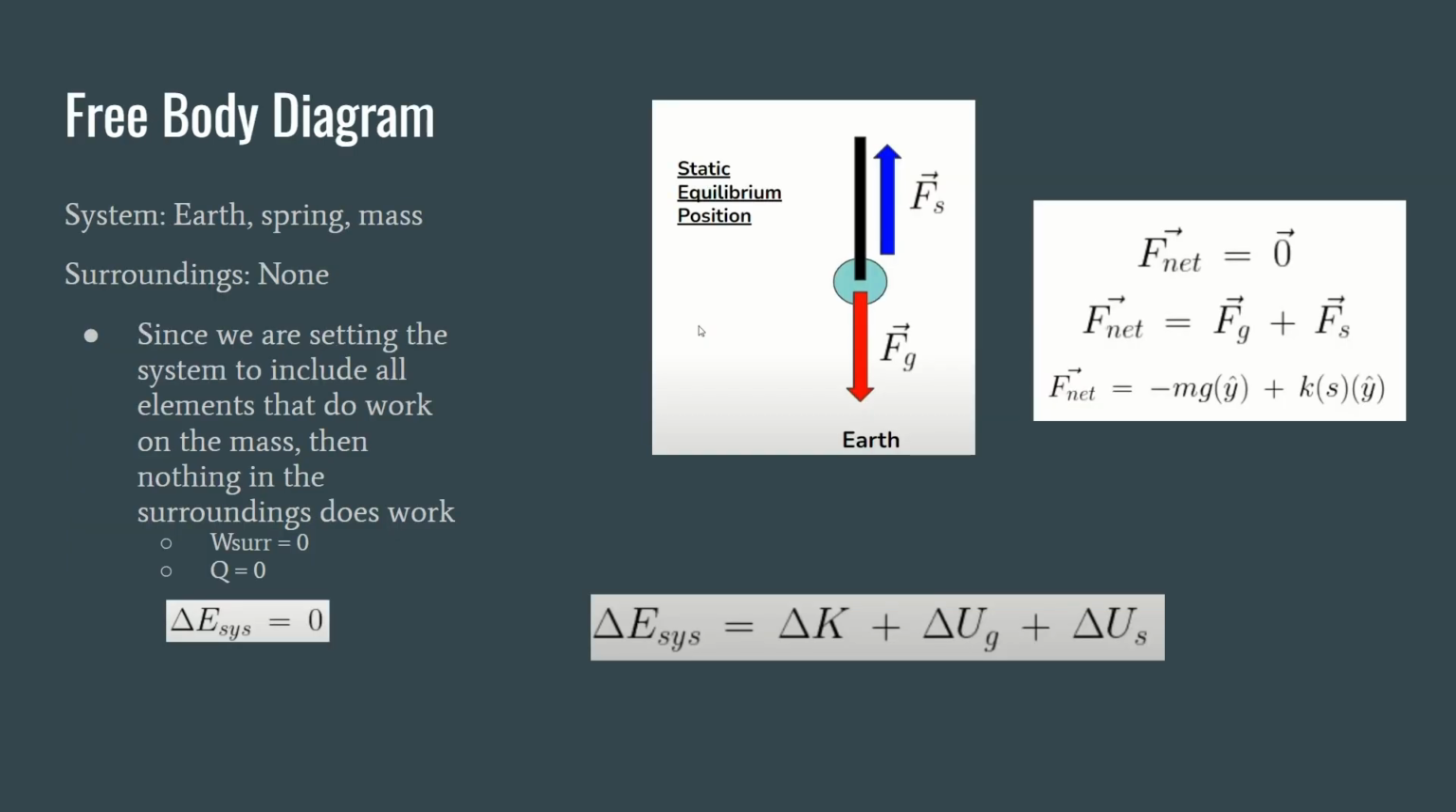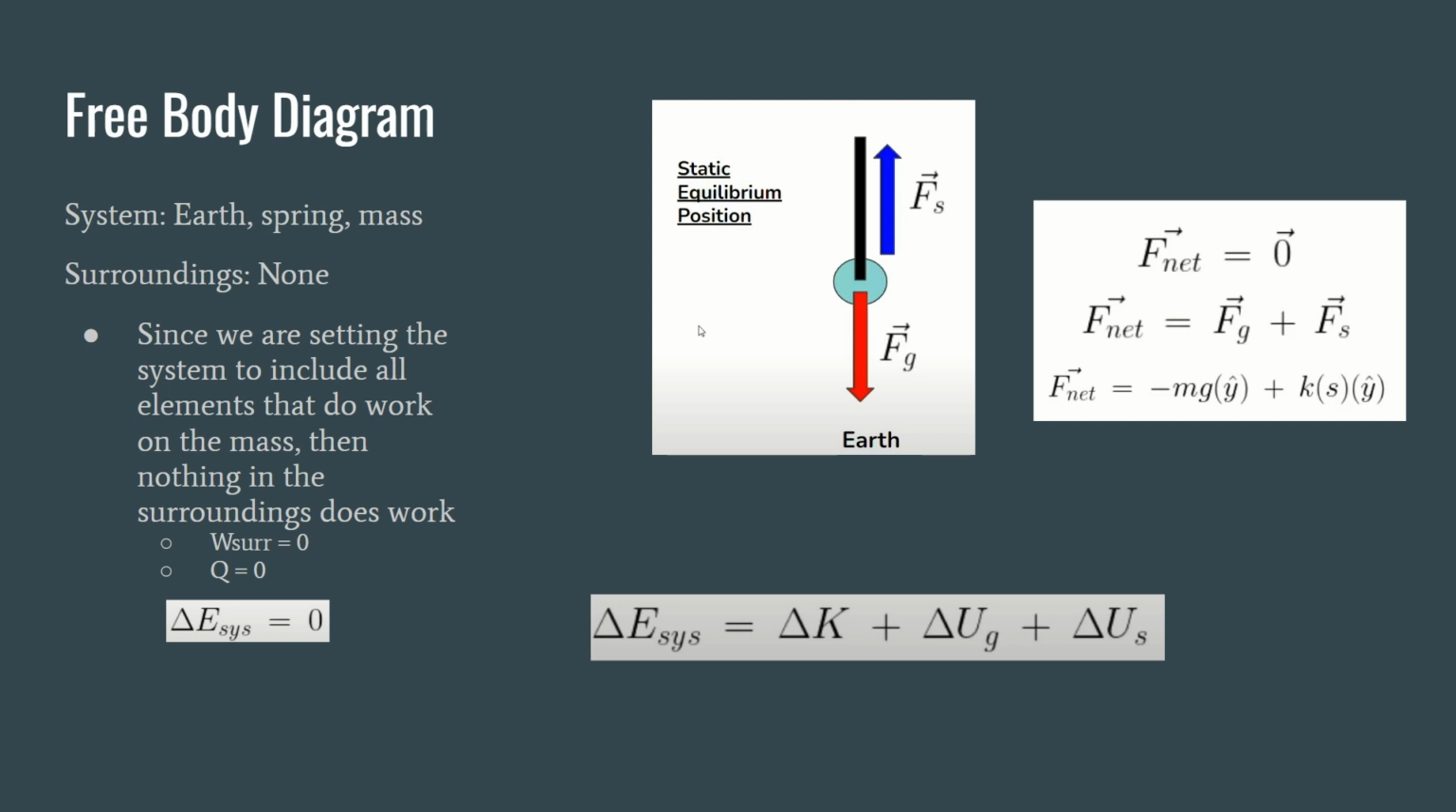For this lab, we set the system to be the Earth, the spring, and the mass, and the surroundings to be nothing. Since we are setting the system to include all elements that do work on the mass, nothing in the surroundings actually does work. So W surr is equal to 0, Q is equal to 0, and therefore delta E sys is equal to 0. Given this relationship, we can say that delta E sys is equal to the change in kinetic energy plus the change in the gravitational potential energy plus the change in the spring potential energy.